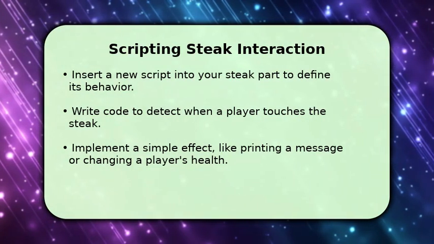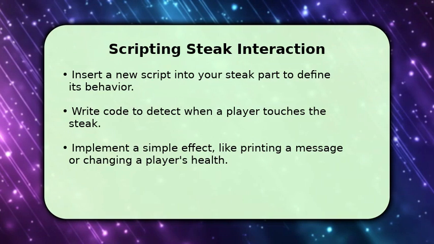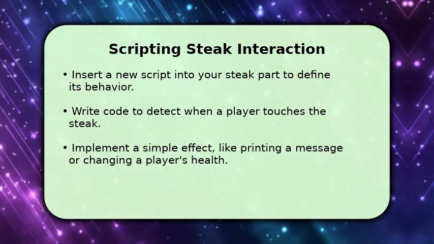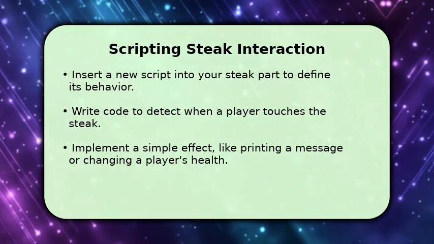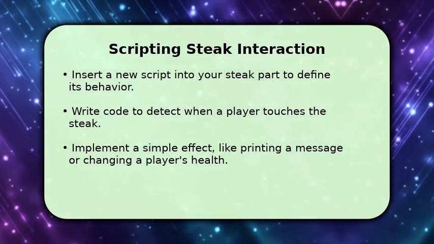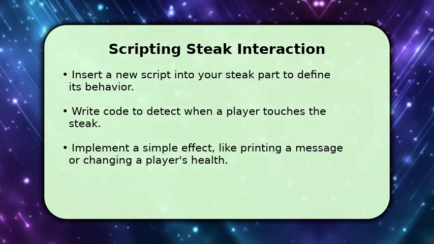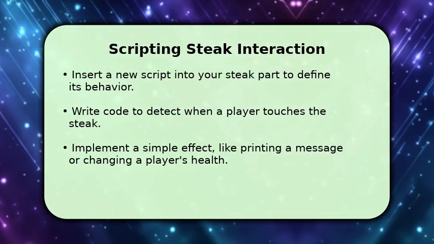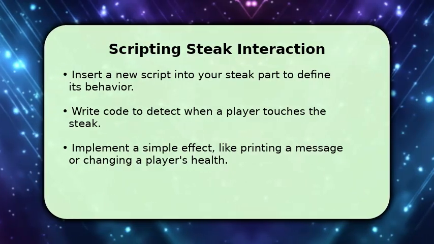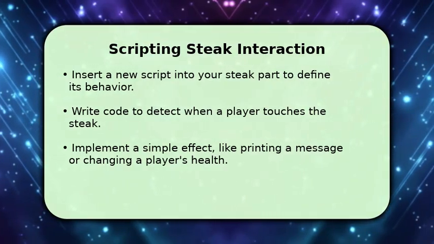To make your steak interactive, we'll add a script. Insert a new script directly into your steak part. Inside this script, you'll write code that detects when a player's character touches the steak. For instance, you could program it to print a message in the output window, saying, "Yum, steak," or even to slightly adjust a player's health. This brings your static model to life, allowing players to engage with it in your game world.